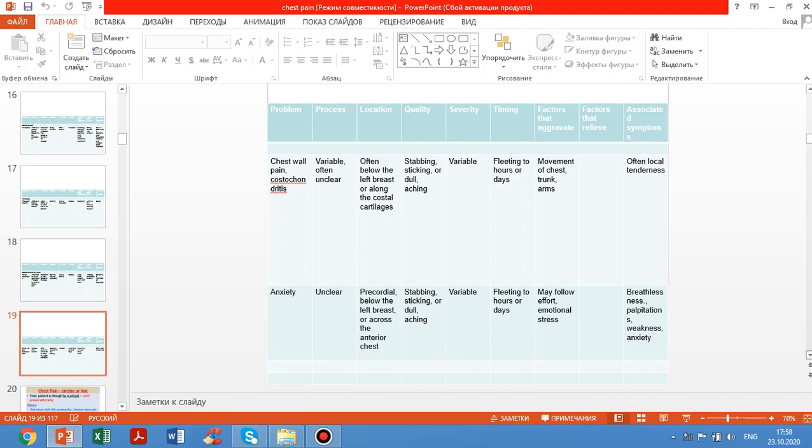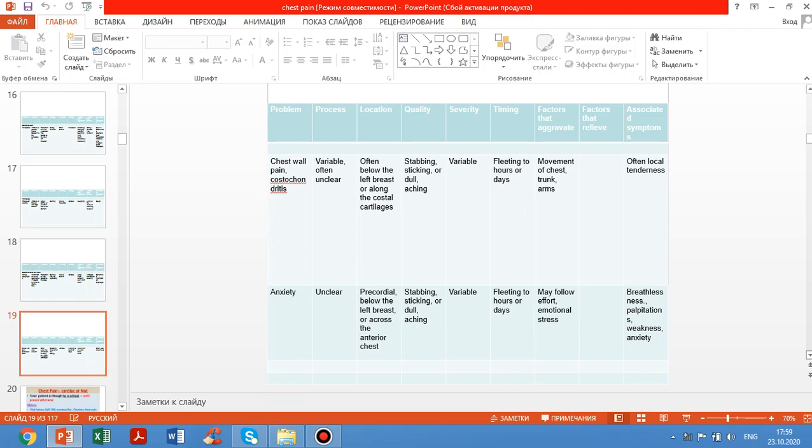Chest wall pain, costochondritis. Process is variable, often unclear. Location is often below the left breast or along the costal cartilage. Quality is stabbing, sticking, or dull aching. Severity is variable. Timing is fleeting to hours or days. Factors that aggravate are movement of chest, trunk, arm. Associated symptom is often local tenderness.